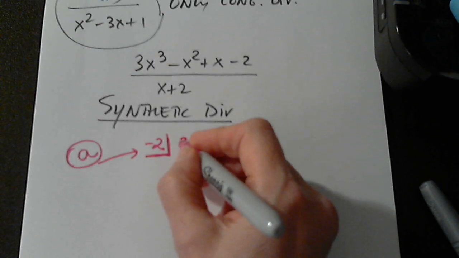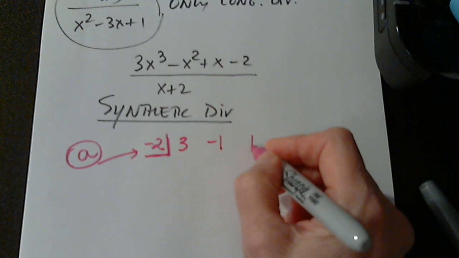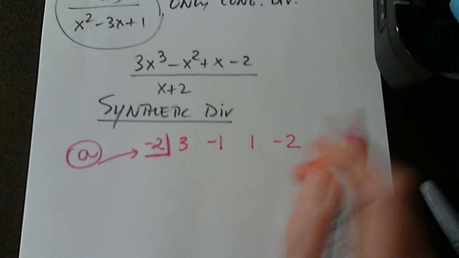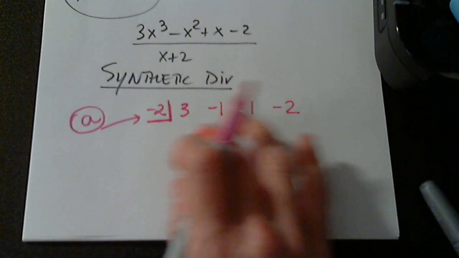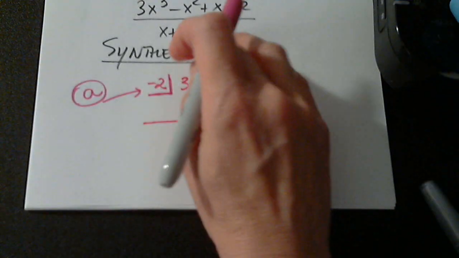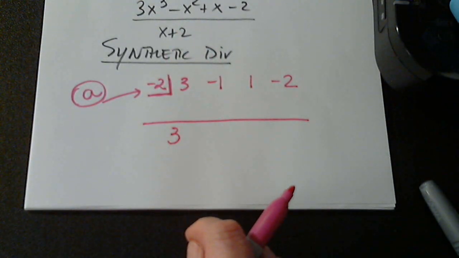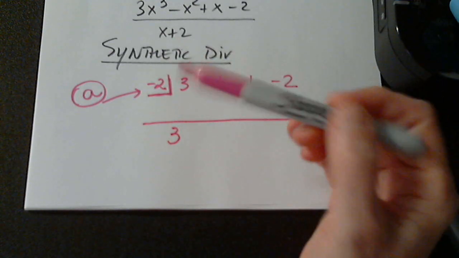3. Next one in line, negative 1. Next one in line, 1. Next one in line, negative 2. Leave some room, draw a horizontal line. Copy the first coefficient no matter what. Now we start the synthetic division.